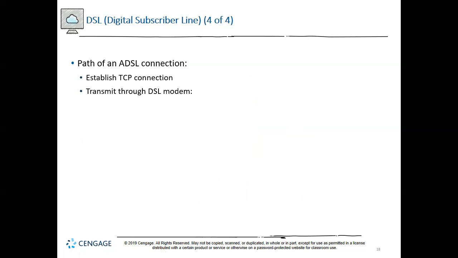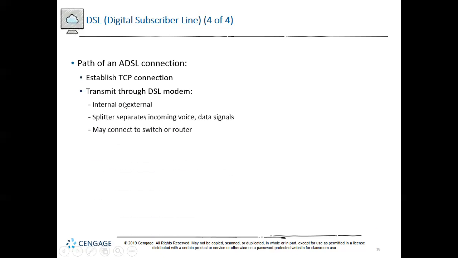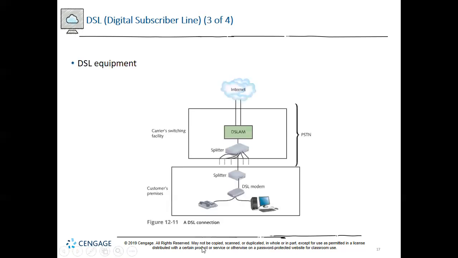So TCP, I'm sure you're familiar with that. ADSL relies on using the TCP. That's at your layer 4 in your OSI. DSL modem. The splitter was in that diagram up there. Notice that's also splitting at the customer premises. The splitter is splitting our internet traffic from our phone traffic.